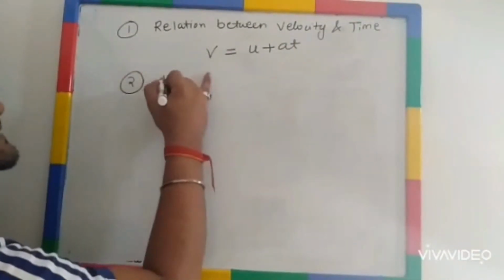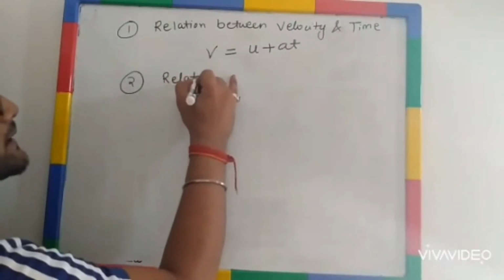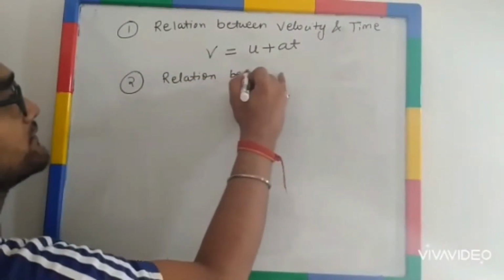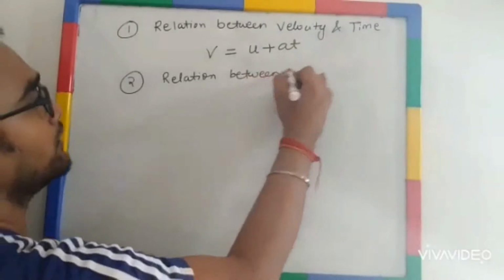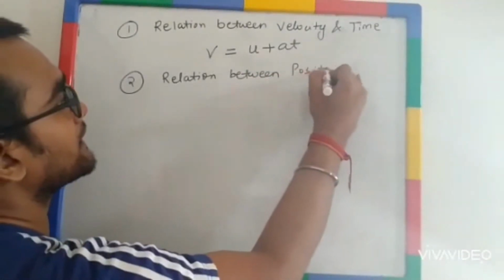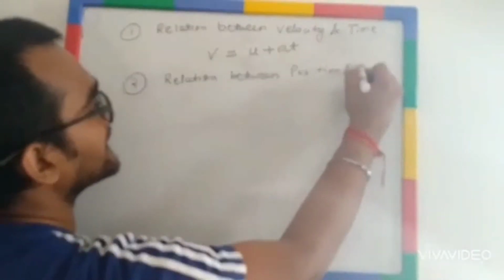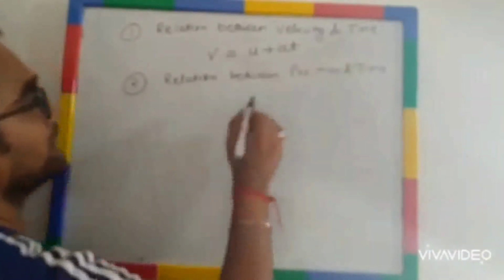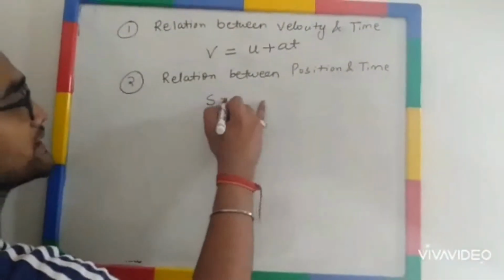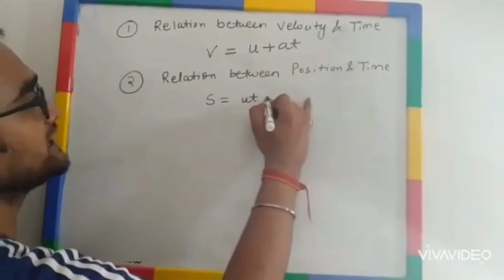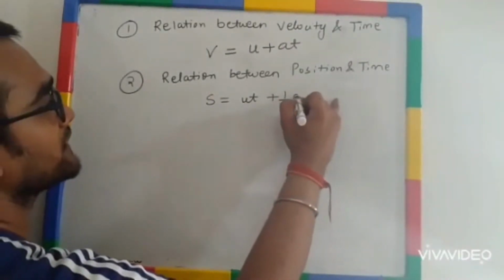The second one is relation between position and time. And this relation is stated by the equation s equal to ut plus half at square.